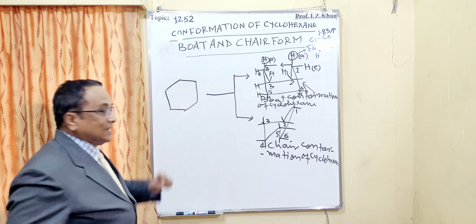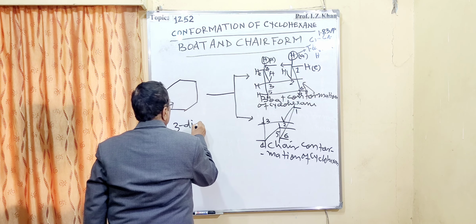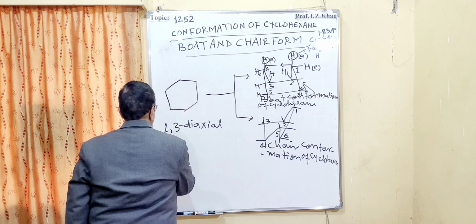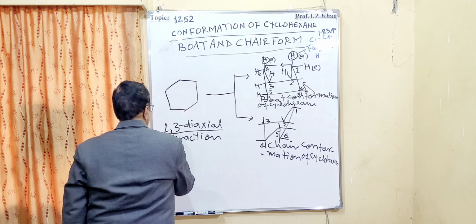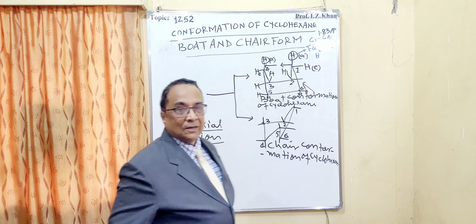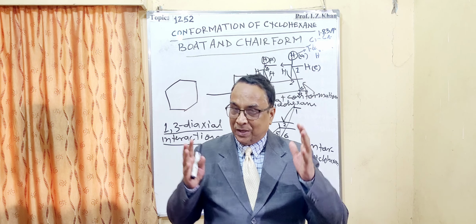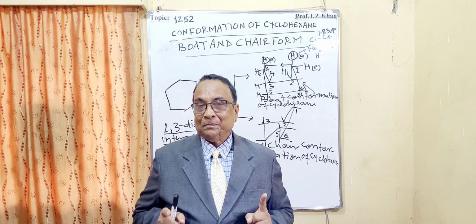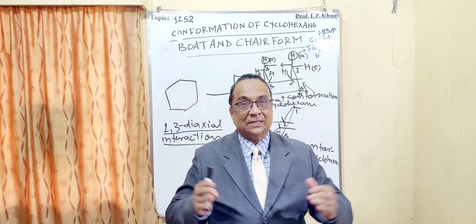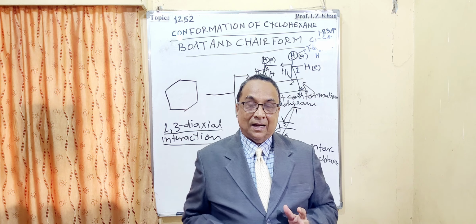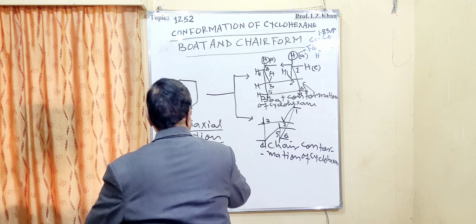Now, when we are talking of chair form, there is 1,3-diaxial interaction. This is a very important interaction in the case of chair form also. Because of this 1,3-diaxial interaction, meaning two substituents at axial positions, at carbon 1 and carbon 3, it brings instability, and that's why the substituents don't prefer the 1,3 position; rather they prefer 1,4, because of this diaxial interaction.